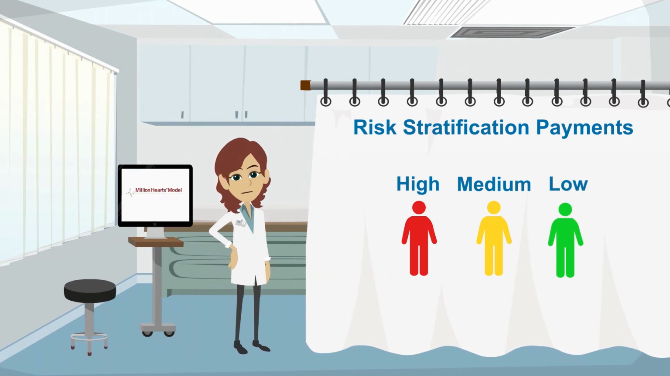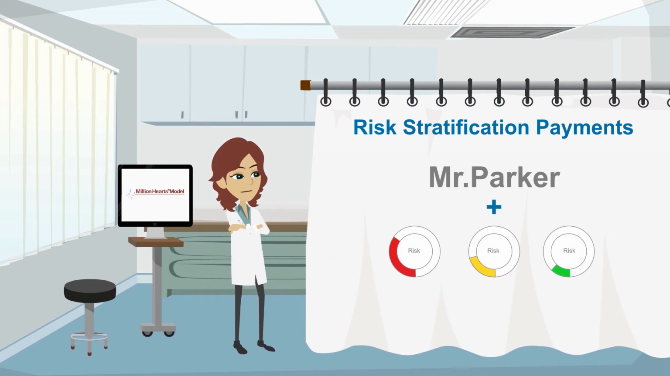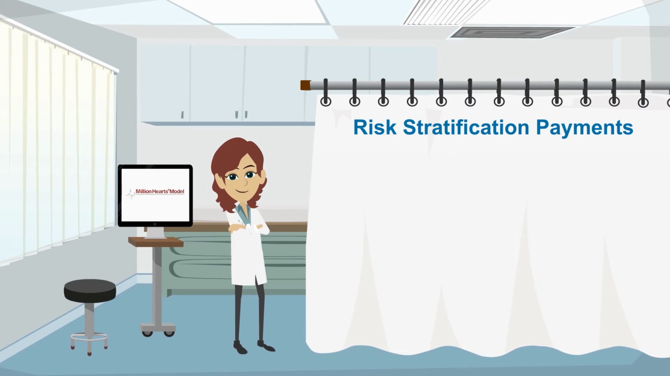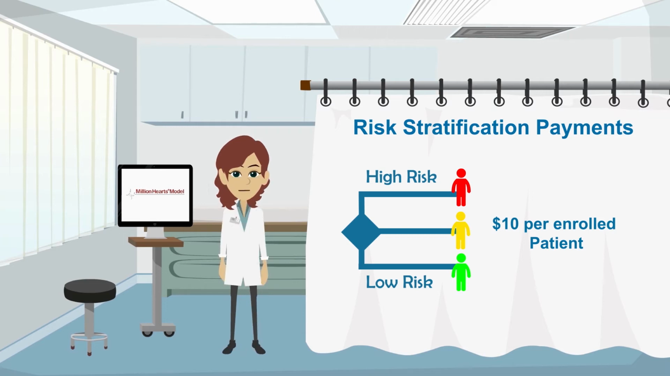Got it. So if I enrolled my patient Mr. Parker using the Million Hearts registry and gave him a baseline score using the risk calculator, we could receive $10? That's right. Your organization would receive $10 for enrolling and stratifying Mr. Parker once his eligibility is validated against medical claims data. Remember, this is a one-time payment, so you will receive the $10 risk stratification payment just once for each enrolled patient. I think I have it.